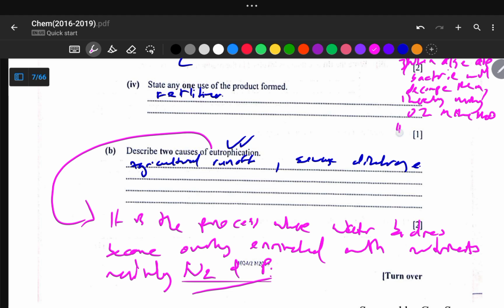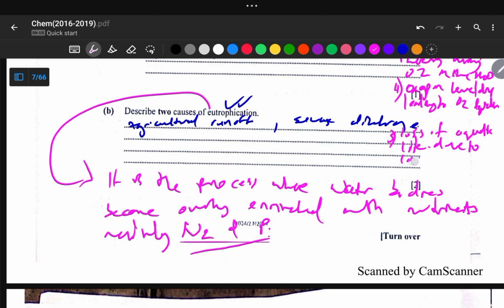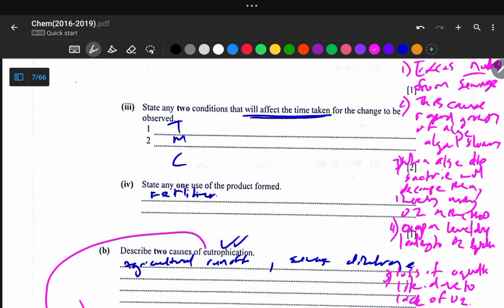And then step number 4, this will result in oxygen depletion, right? So oxygen levels drop, leading to oxygen depletion. And then the last step, loss of aquatic ecosystem or aquatic life, right? Due to lack of oxygen. So this is the process of eutrophication. You should be able to explain the process of eutrophication.